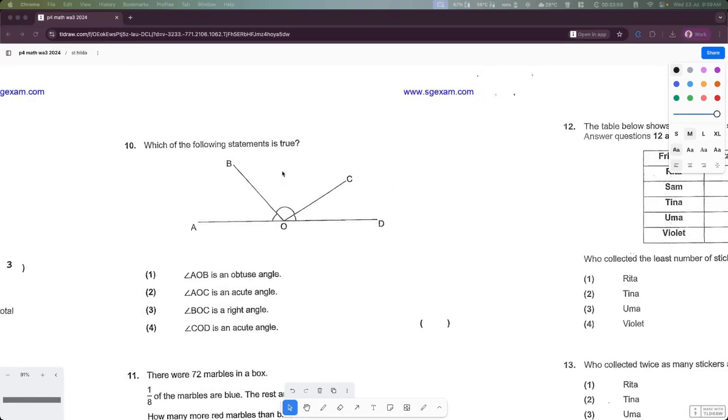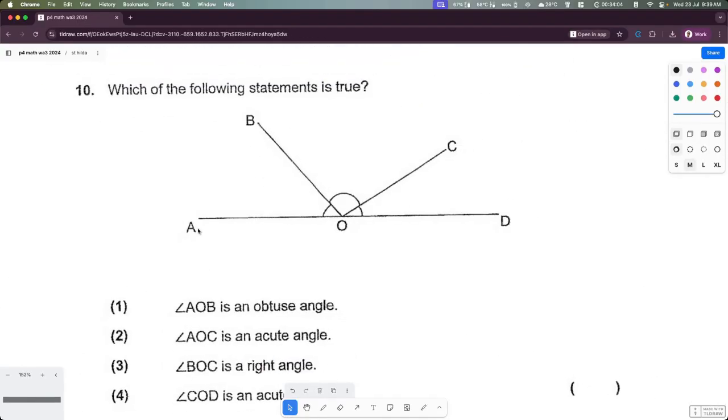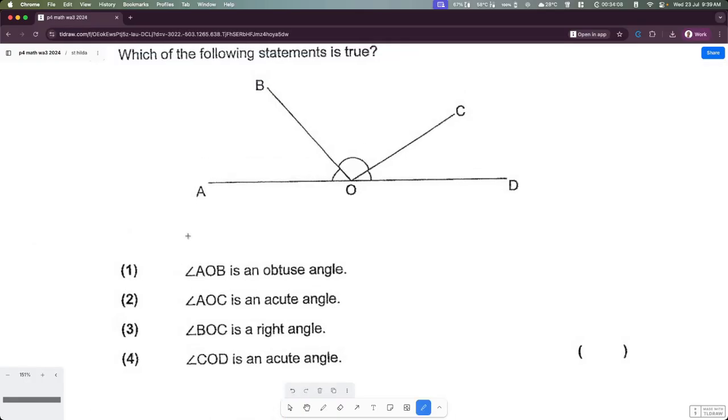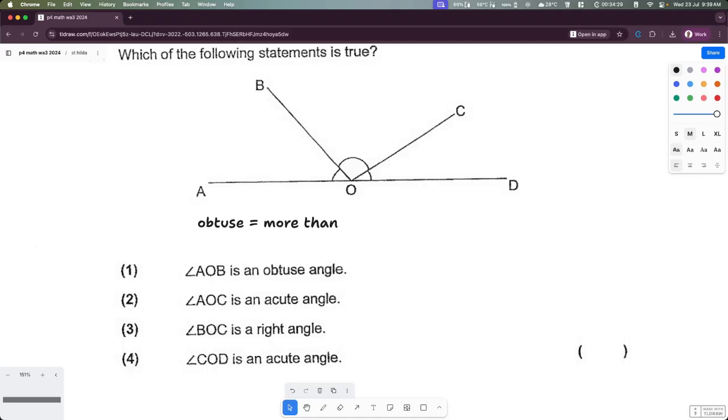Question 10. Let me zoom this in. Which of the following statements is true? Let's go through each statement. AOB is an obtuse angle. So what does obtuse mean? Obtuse means more than what? More than 90 degrees.